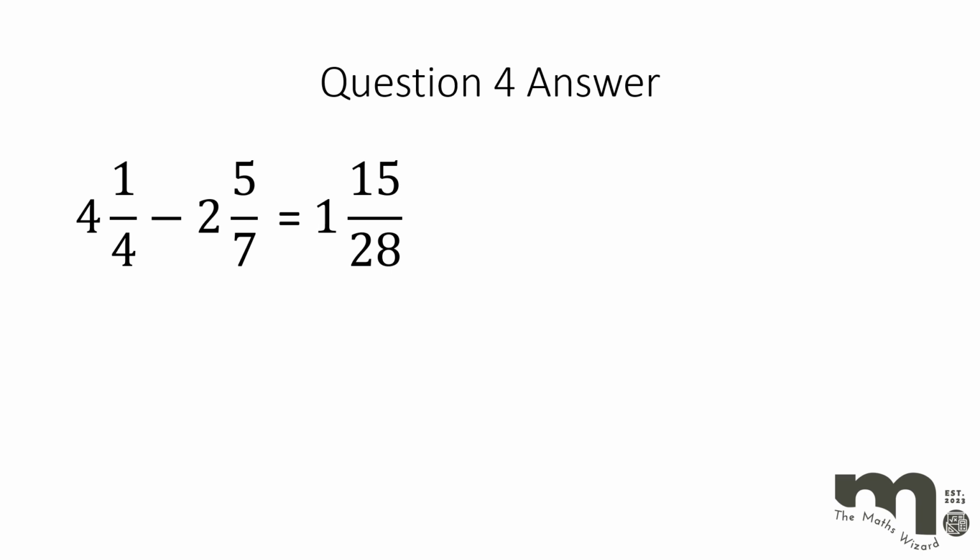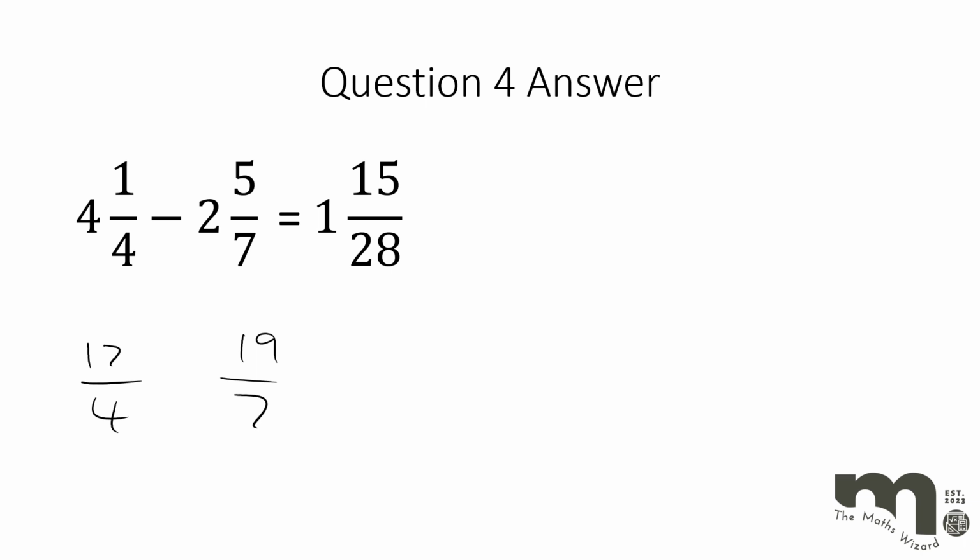Okay, let's have a look at how we got to the answer for this then. So we've got 4 1/4 here. Again, we need to turn them into improper fractions first. So we've got a 4 there and a 7 there. So in your first one, 4 4s are 16. Add on your 1, you get 17. Then we've got 2 7s, which are 14. Add on your 5, and you get 19.